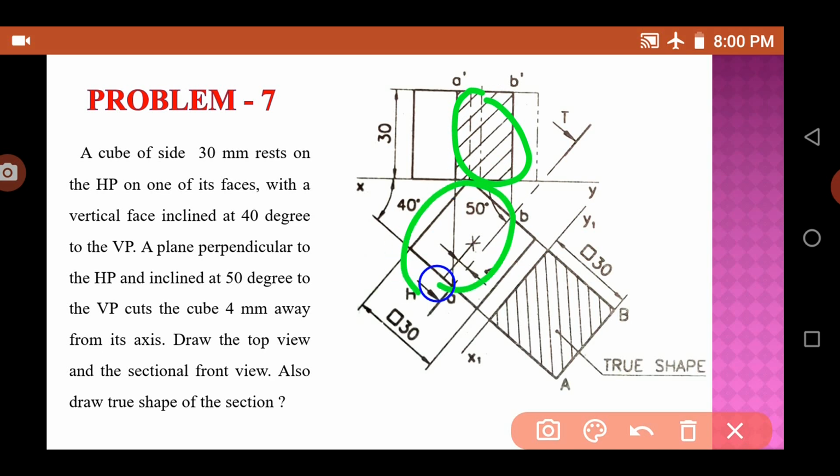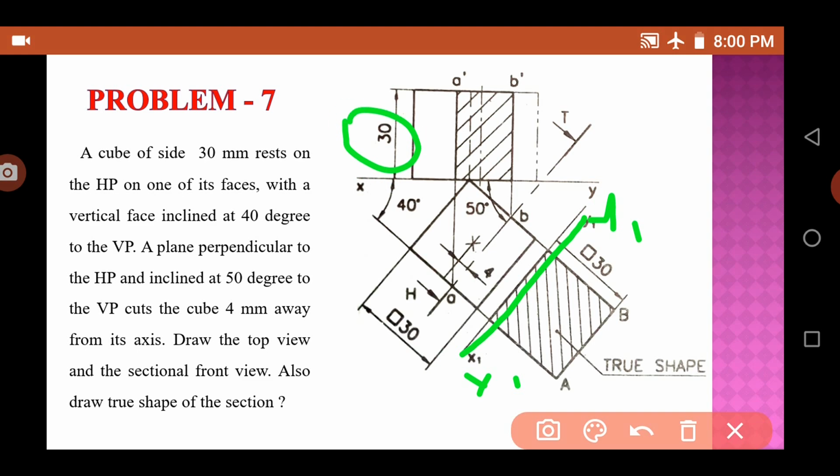So this is the top view, you know that this is the top view, and they also asked about the true shape of the section. So true shape, how are you going to do it? You have to draw here, and you have to mark it. So how is this done? You just place an auxiliary plane x1 and y1, and then you know that this height is also 30. So that means from here this point is cut.